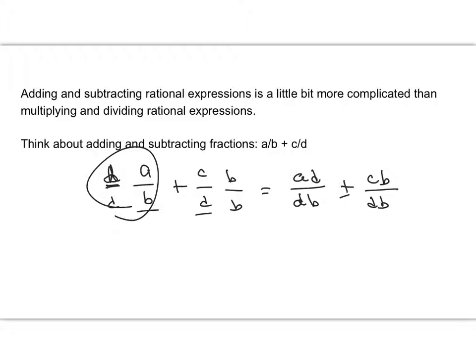And then I can add them. I don't add the bottoms, I keep those the same, I add the tops. So I'd have AD plus BC over BD. I'm putting them in alphabetical order. It's kind of anal, I know. The same thing applies when you're adding rational expressions. You have to have a common denominator, and then you add the tops or subtract the tops.